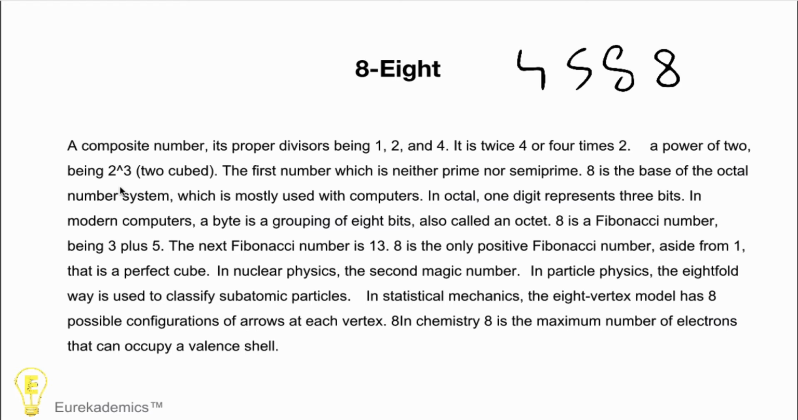It's also a power of 2. So if you cube it, I'll explain what that means later. Exponents will come in 2nd and 3rd grade. If you take 2 times 2 times 2, you'll get 8. It's the first number which is neither prime nor semi-prime.